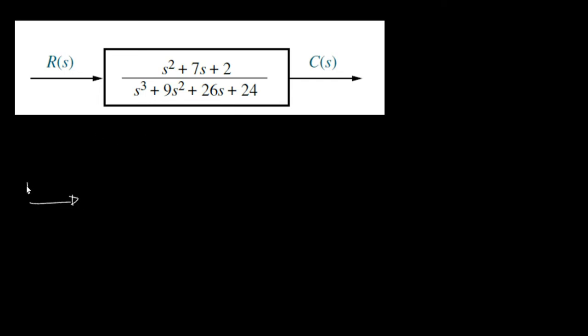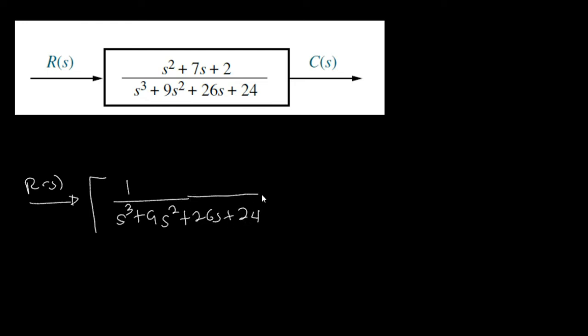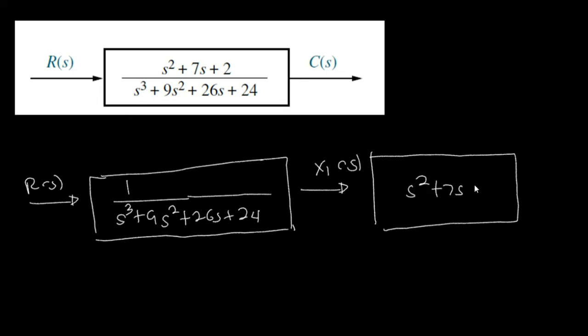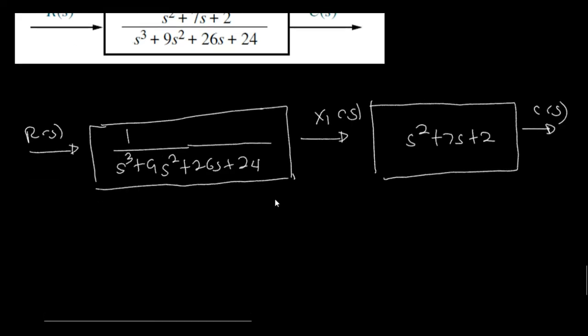So, first, R of S, and then sa denominator muna, 9s squared plus 26s plus 24, and then denote natin to as x1 of s, and then the numerator. So yung numerator natin 7s plus 2, and then the output would be c of s. Okay? So dito muna tayo sa denominator part. So denominator, and then this is the numerator.